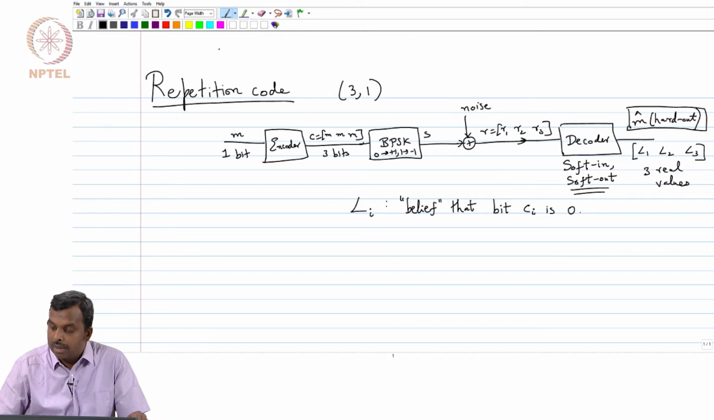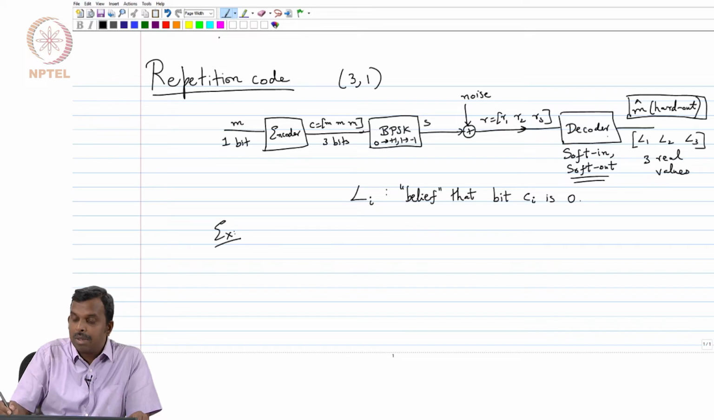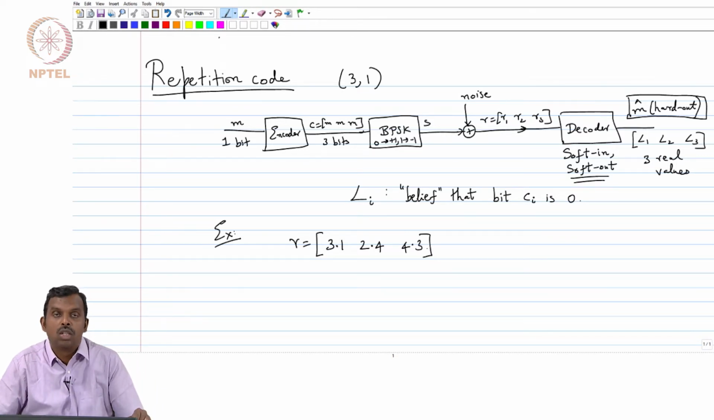So let me motivate this with some examples. It's always good to look at examples. I'll focus on the decoder. Let's say your R was, let me take a simple little example here, 3.1, maybe I'll take it as real numbers just to look a little bit more, 2.4, 4.3. So I get 3 values, all 3 are positive and all 3 are fairly large. If you look at it for a while, it's clear what these values are.